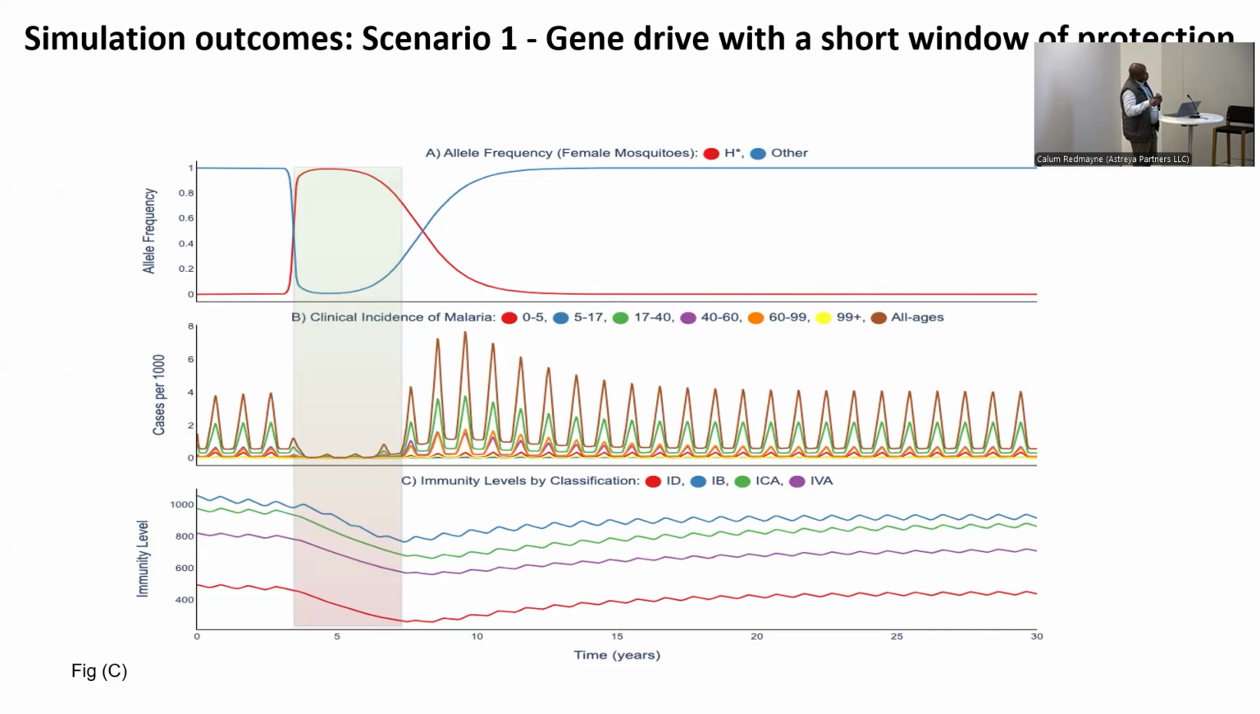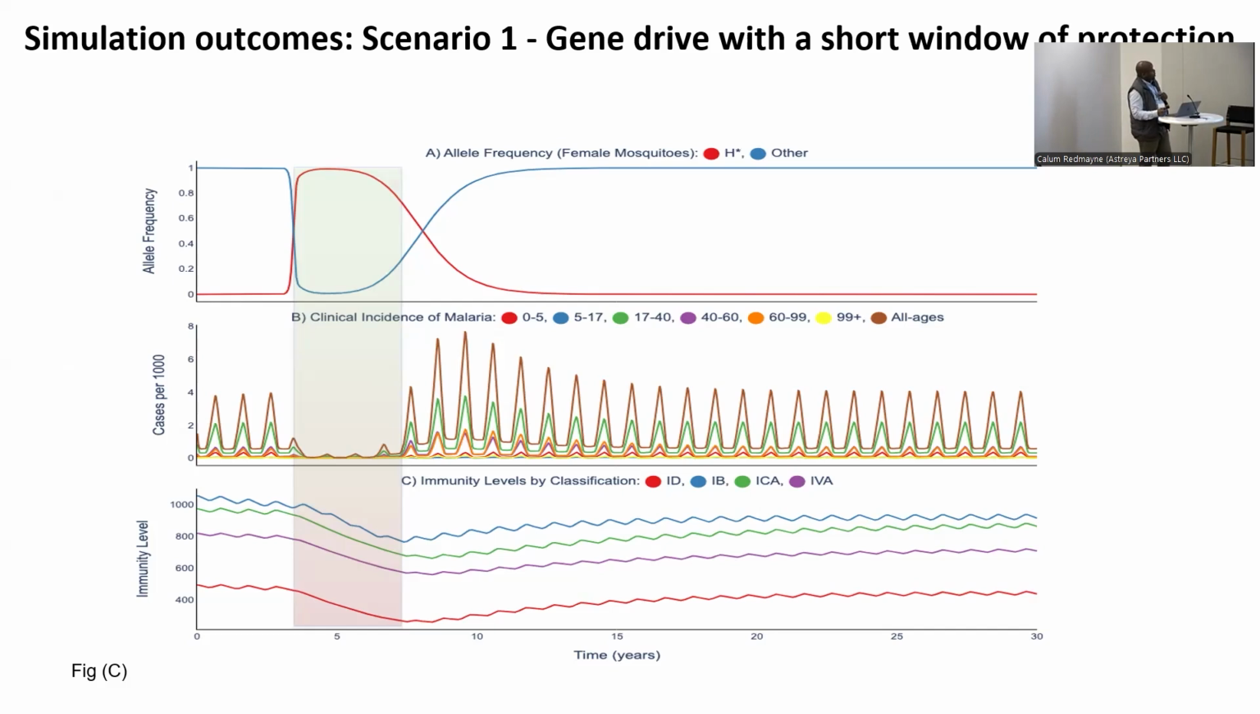But what we expected, as you see the malaria cases go down, is that the immunity also goes down, meaning people are not being bitten by infectious mosquitoes. So there is an advantage in reducing the cases, but also a disadvantage of people's immunity level dropping. So this was scenario one, the result for the short window of protection.